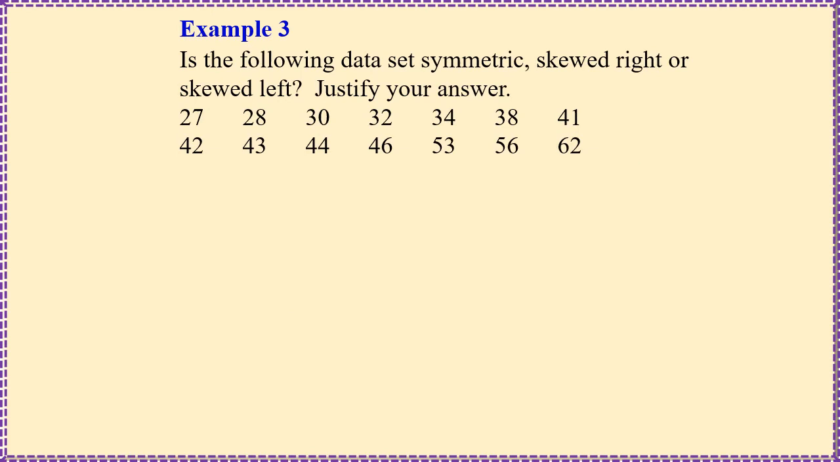Okay, let's see example 3. Is the following data set symmetric, skewed to the right or skewed to the left? Justify your answer. So to find whether it is symmetric, skewed to the right or skewed to the left, what we need to do is to find all three measures of central tendency, which are the mean, median, and mode. So to find the mean, find the average.